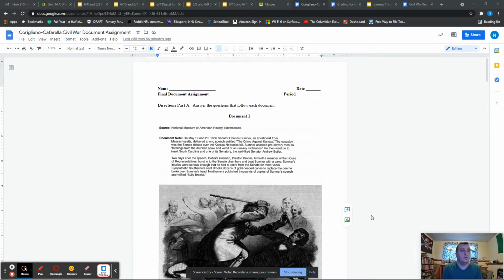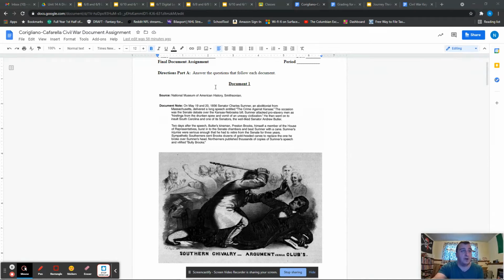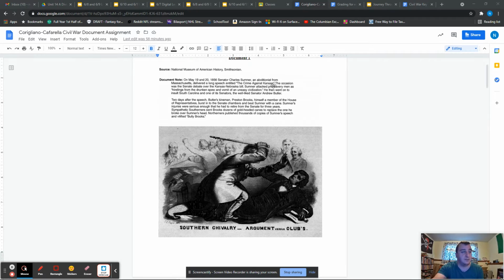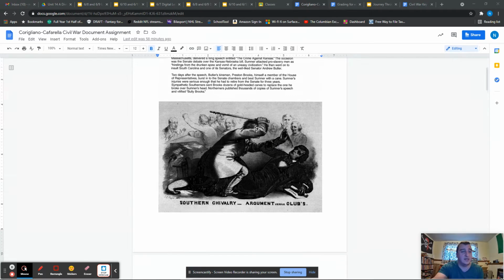All right. So there are two parts to this assignment. Part A revolves around documents, and Part B revolves around answering a question. There are only 3 documents in Part A, and as the directions say, you need to answer the questions that follow each document. So, for example, we have document number 1 here that gives you some background about the caning of Charles Sumner and the Kansas-Nebraska crisis.